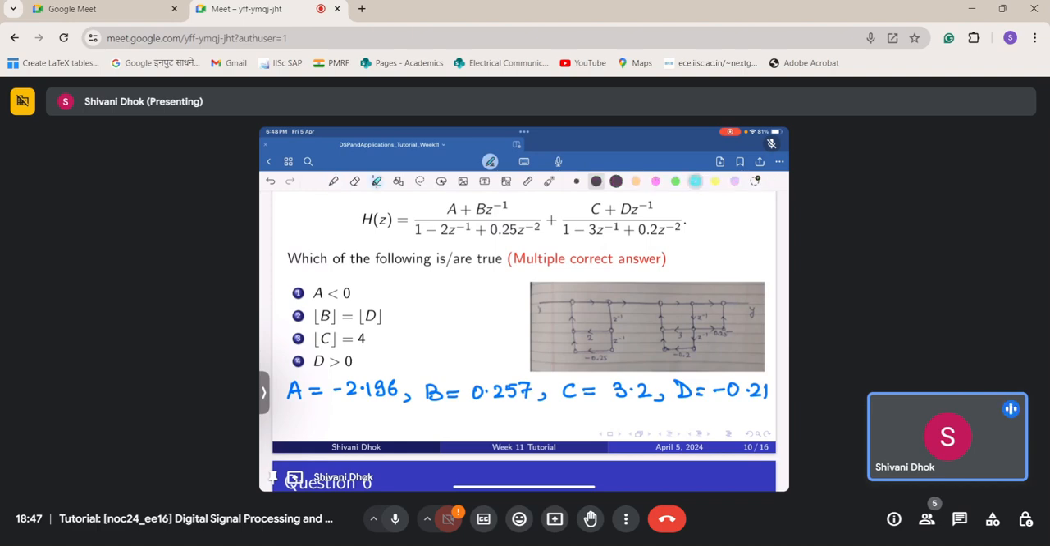Okay, so let us check with the first option if it is correct. So first option says that A is less than 0. So the value of A which we had obtained was minus 2.196, which is indeed less than 0. So this option is correct.